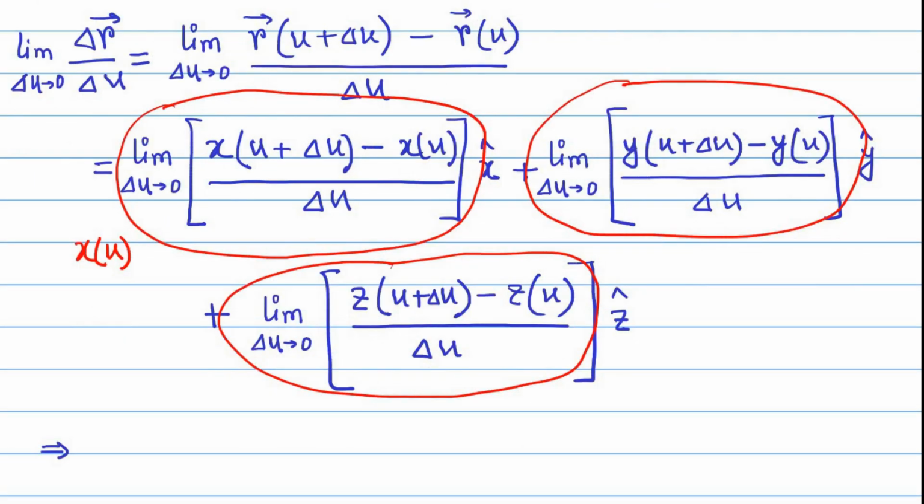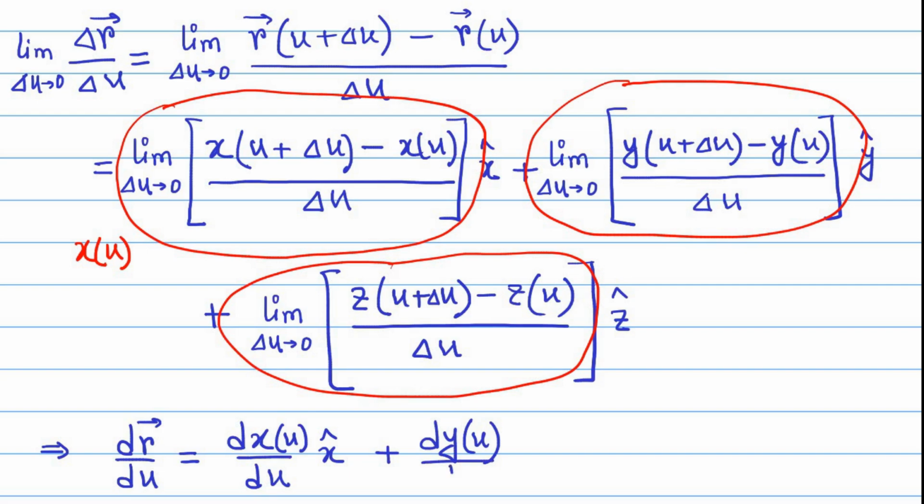So let us write it down. The derivative dr of du is going to be derivative of x of u with respect to u times x hat plus derivative of y of u with respect to u times y hat plus the derivative or the differentiation of the single variable real valued function z of u with respect to u times the orthonormal basis z hat.